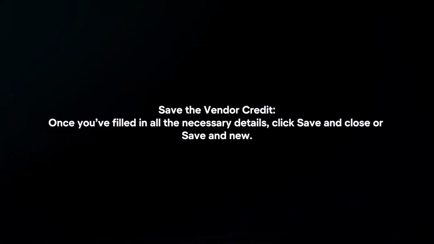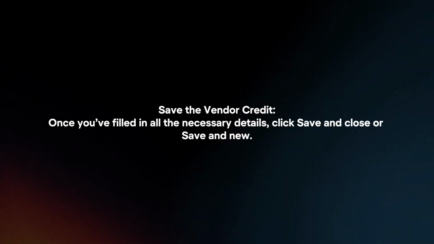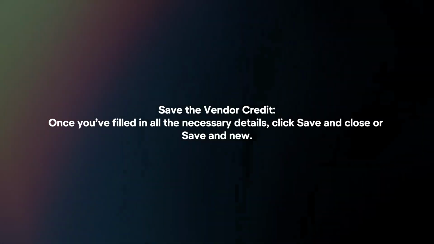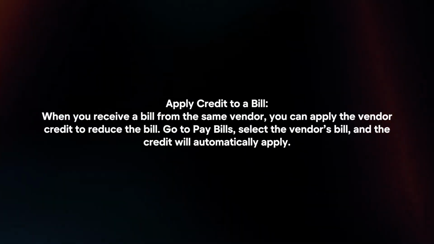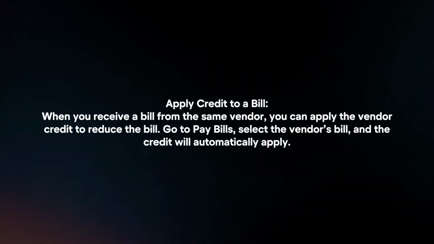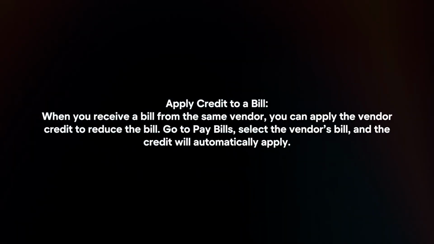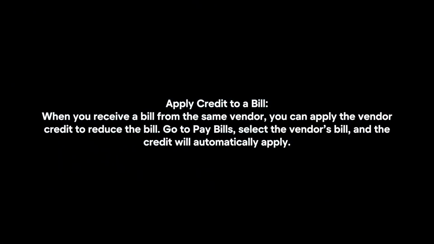Save the vendor credit. Once you've filled in all the necessary details, click Save and Close or Save and New. Apply credit to a bill. When you receive a bill from the same vendor, you can apply the vendor credit to reduce the bill. Go to Pay Bills, select the vendor's bill, and the credit will automatically apply.